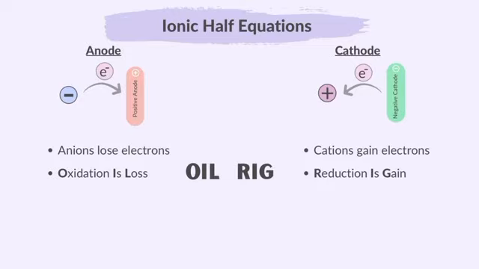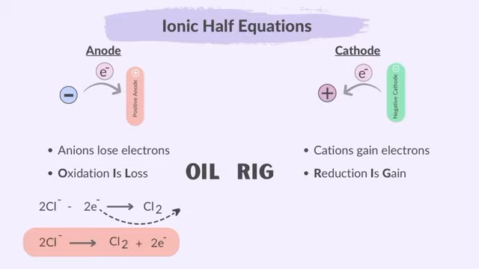We use ionic half equations to show these processes, making sure the charges are balanced. For example, for the electrolysis of molten sodium chloride, this will be the ionic half equation. At the anode, two chloride ions lose two electrons to form Cl2 gas, so it's rearranged to be written like this. At the cathode, sodium ions gain an electron to form sodium.